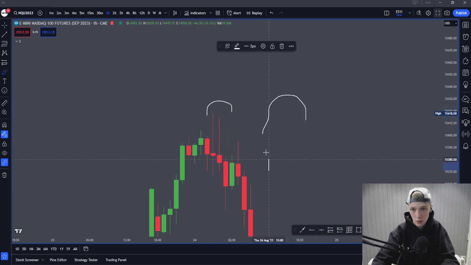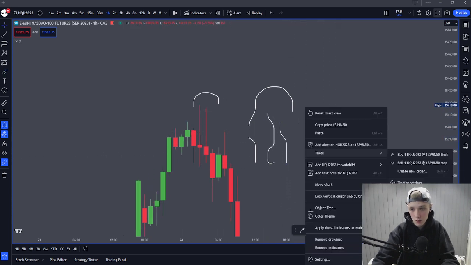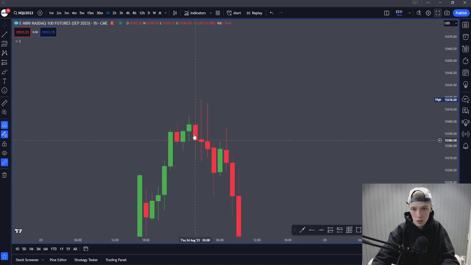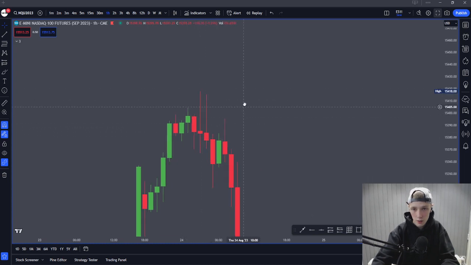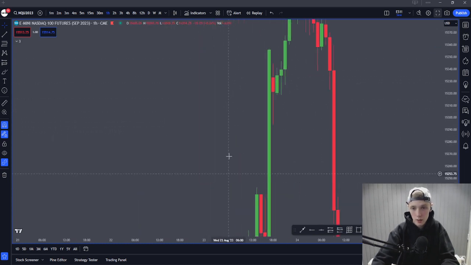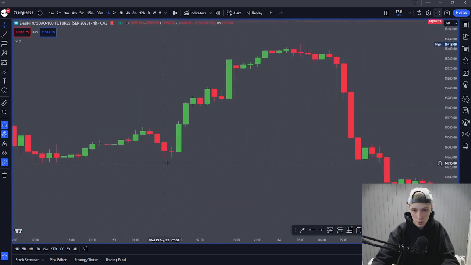There's a candle right here, there's a candle right here. It's something like this, right? It's low, low, and this is higher. That would be a swing high. A swing low would be the straight opposite.